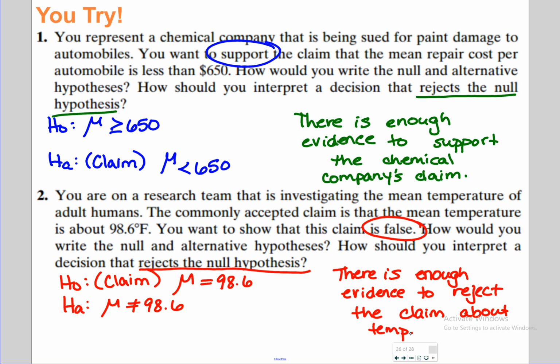So it depends what my null was here. If this was like greater than or equal to, then I would use less than here. Or if it was less than, I would use greater than. If it's equal to, which this one said the mean temperature is about 98.6. It didn't give me any statement about less than, greater than. So it's equal to, not equal to. This is the one that will eventually give you the right tail test. It doesn't always have to be greater than, less than.